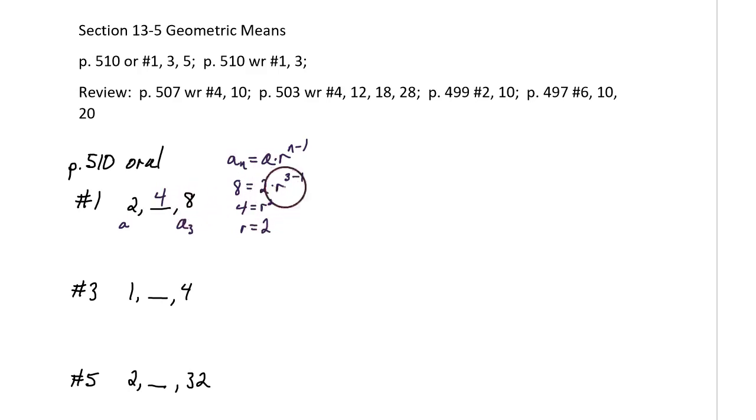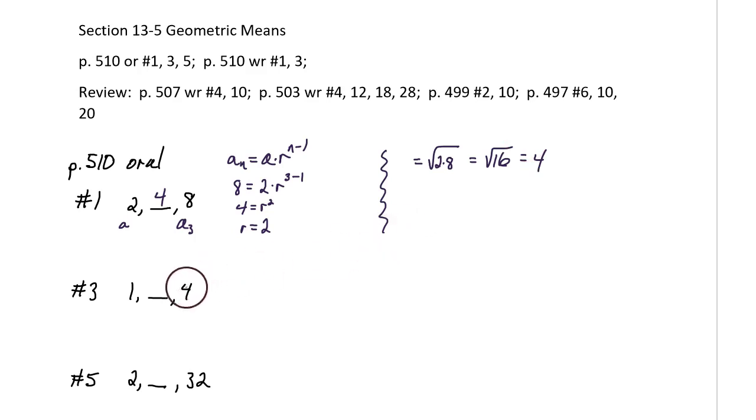Now there's another way to get a geometric mean. It might end up being faster. The geometric mean is equal to the square root of the first number times the last number. So this is the square root of 16, which is also equal to 4.